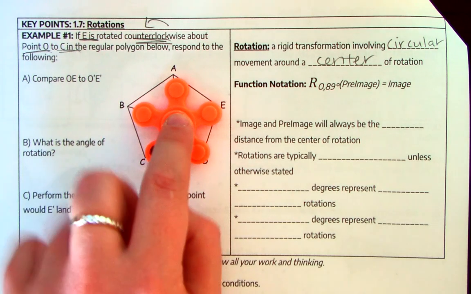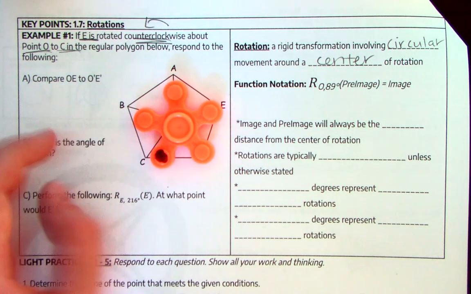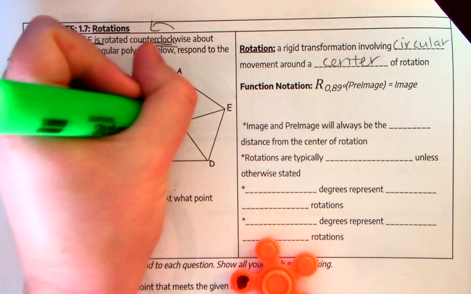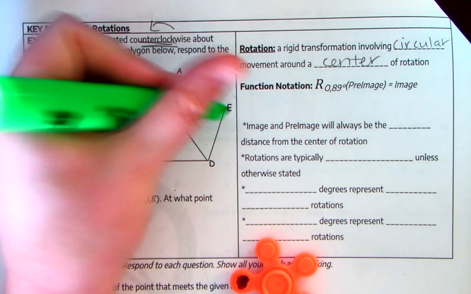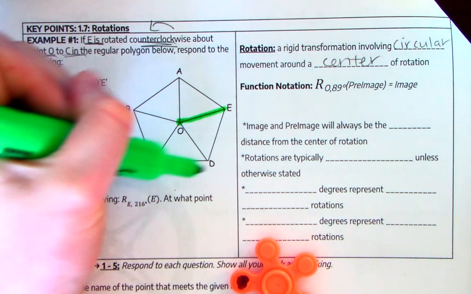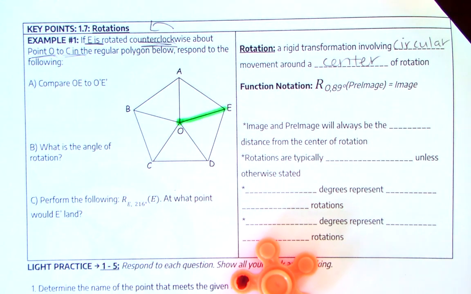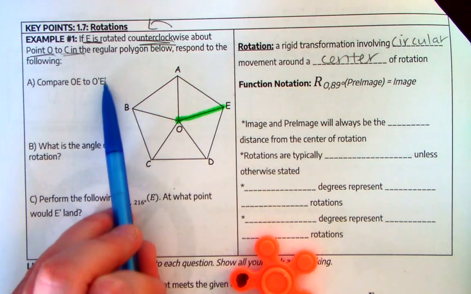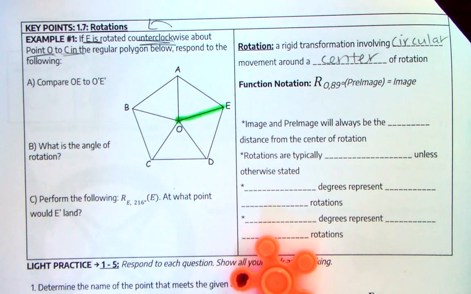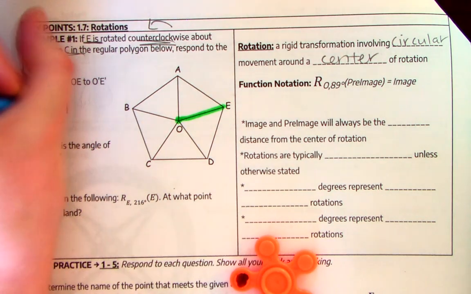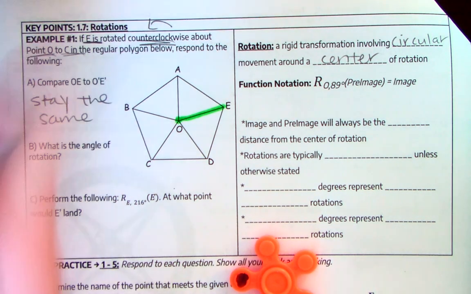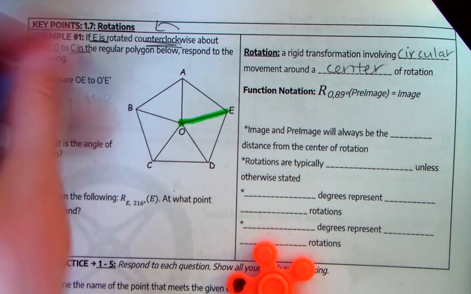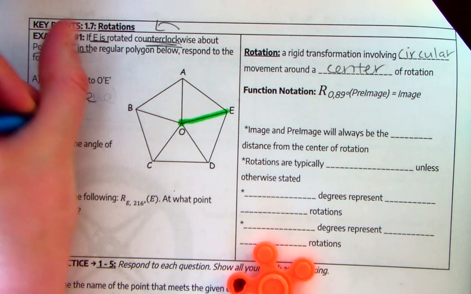Okay? So let's first compare the length of OE. So the center O to E. When I place E prime anywhere else after a rotation, the length of OE to O prime E prime is not going to change. Well actually, I don't want to write stay the same. I want to write same length. These two segments would have the same length.